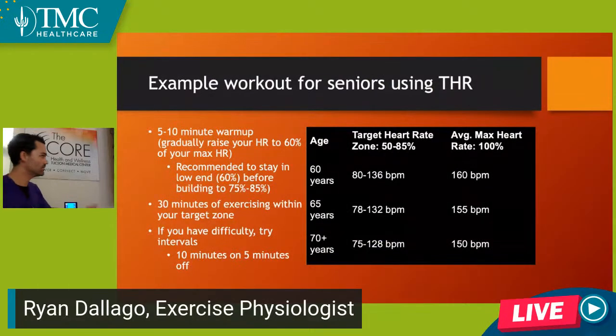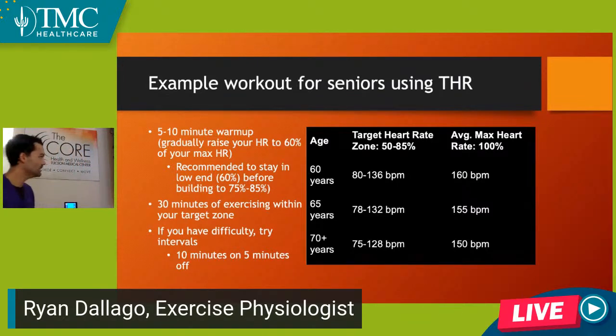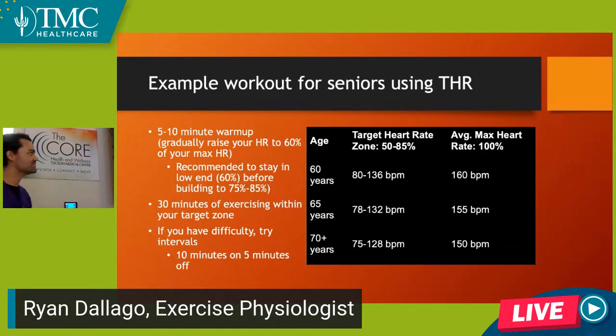Okay, so that was using the 5 zones, but if you like the simplified version, I've got a workout for you as well. So let's just go over some of the metrics before we get into the explanation. At 60 years old, like I had said earlier, that's going to be a max heart rate of 160. So you want to be in that range of 80 to 136. So let's talk about that. We're talking about a 5 to 10 minute warm-up.